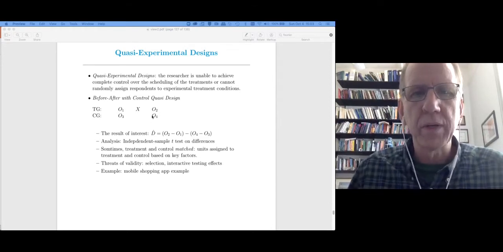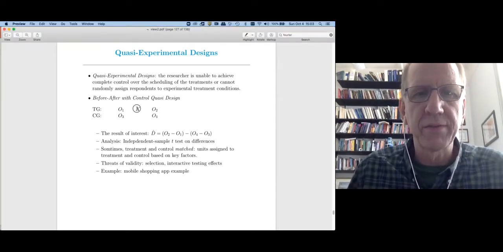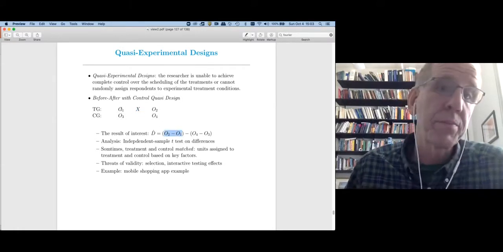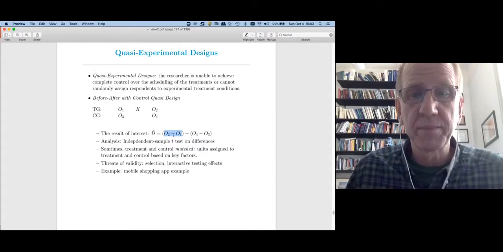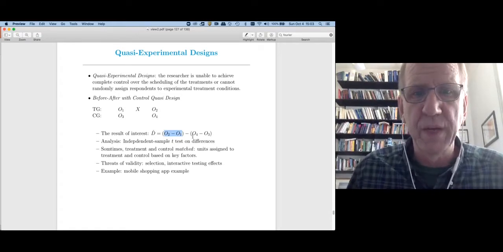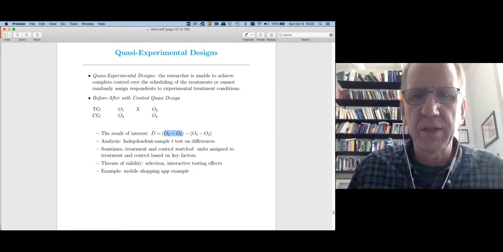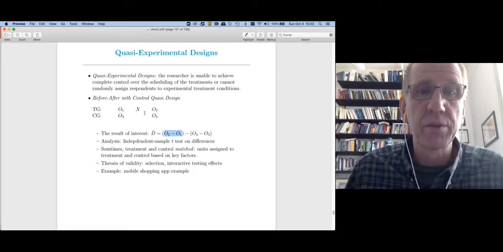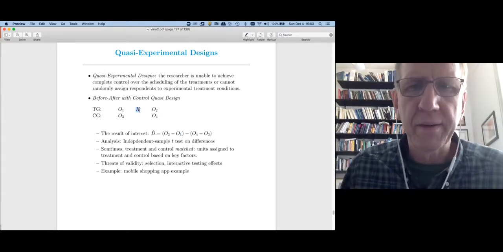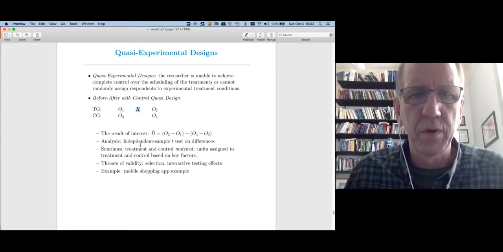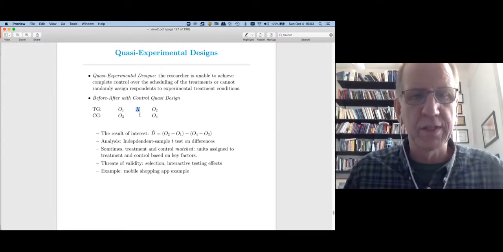The way we're going to assess the effect of this treatment X is we'll compute the difference between the post and the pre-measure for the treatment group, and we'll do the same for the control group, and then compute the difference between those two. If the difference is positive, then I would conclude that this X has an effect. Let me build up some intuition for why this is such a good design.